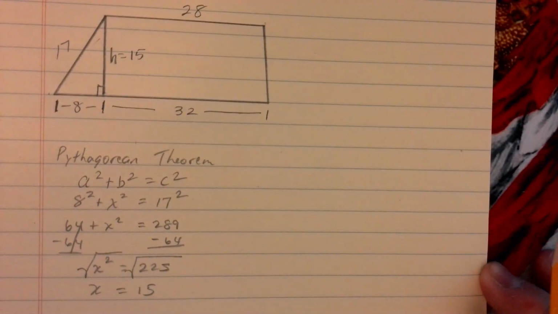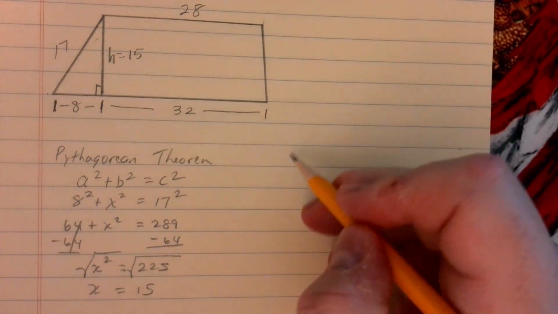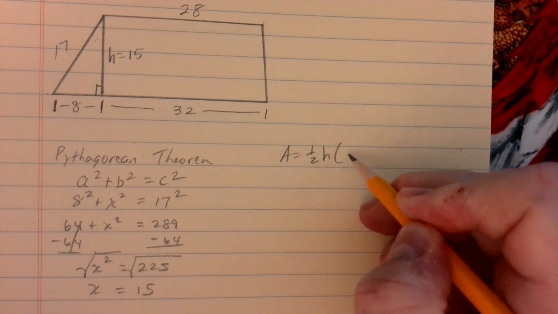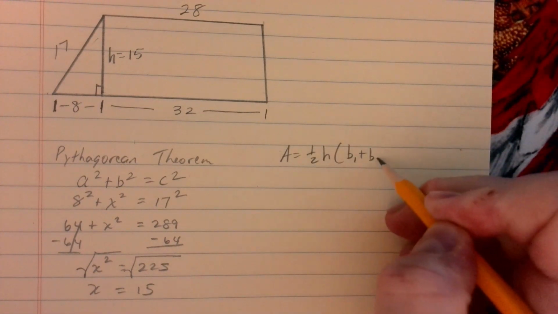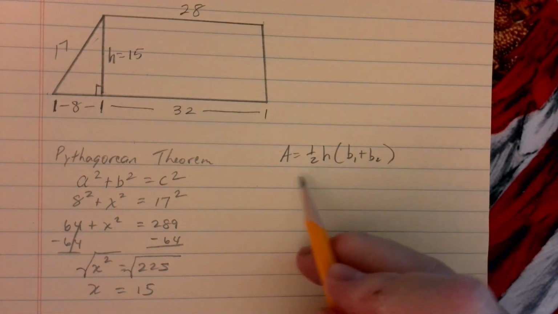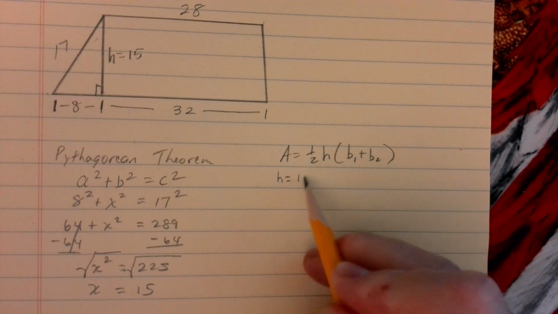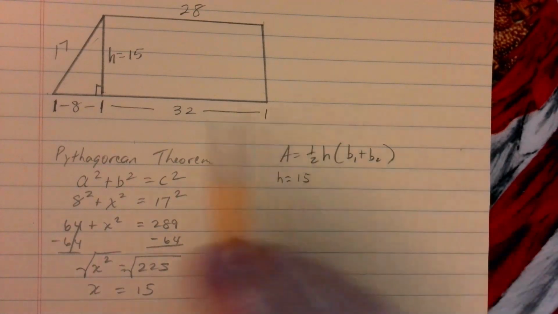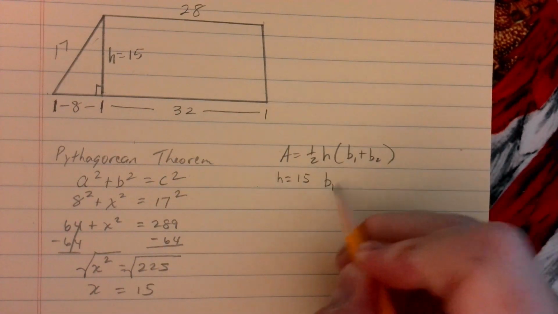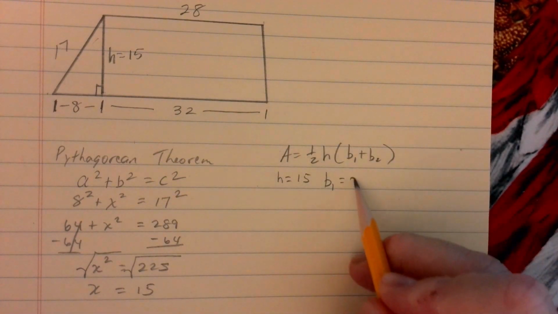So now, step 2, find the area. Area equals 1/2 the height times the sum of the bases. So we've got to figure out all this information. Well, we just figured out the height. So the height is going to be 15. We know that the base across the top, this top base, we'll call that B1, that's 28.